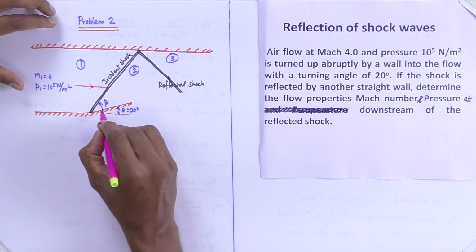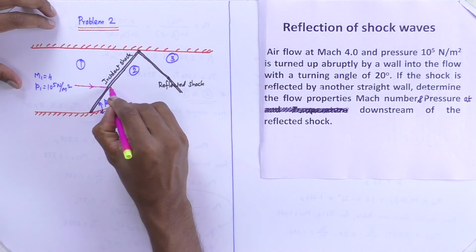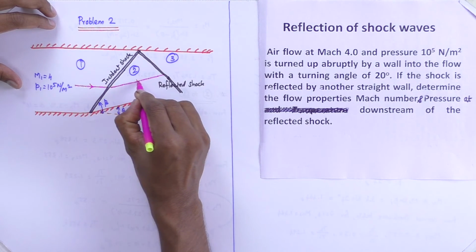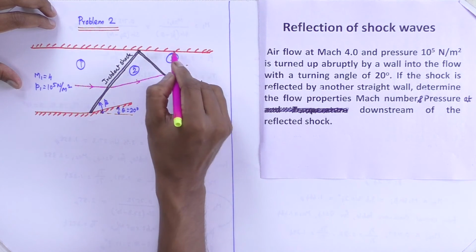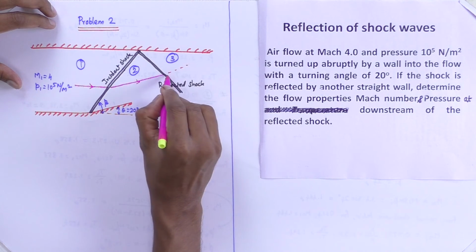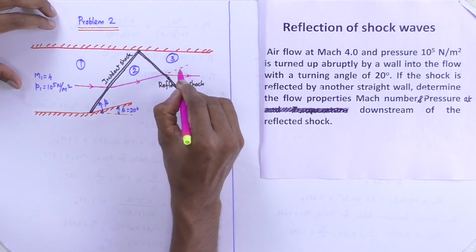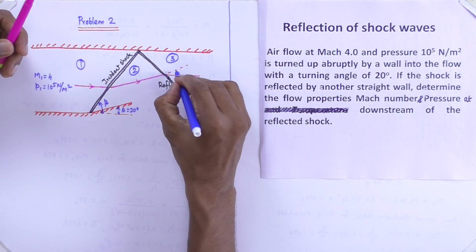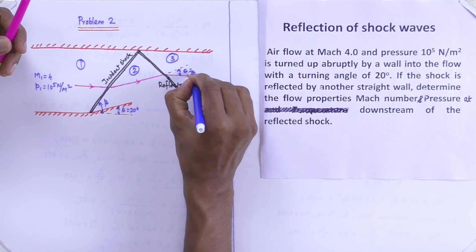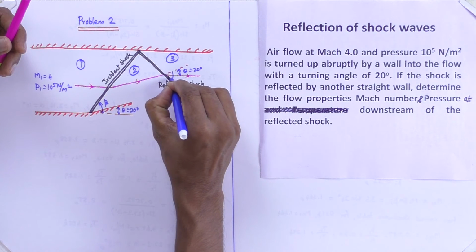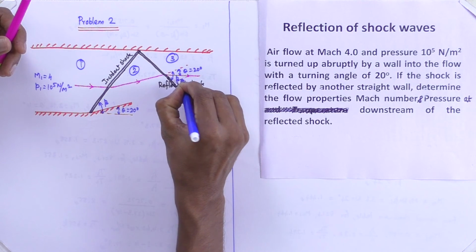In region 2, the flow direction will be parallel to this surface. So in region 3, the flow direction will be parallel to this straight wall. So this angle will be the same 20 degree, theta is equal to 20 degree. And this is the reflected shock wave angle beta r.